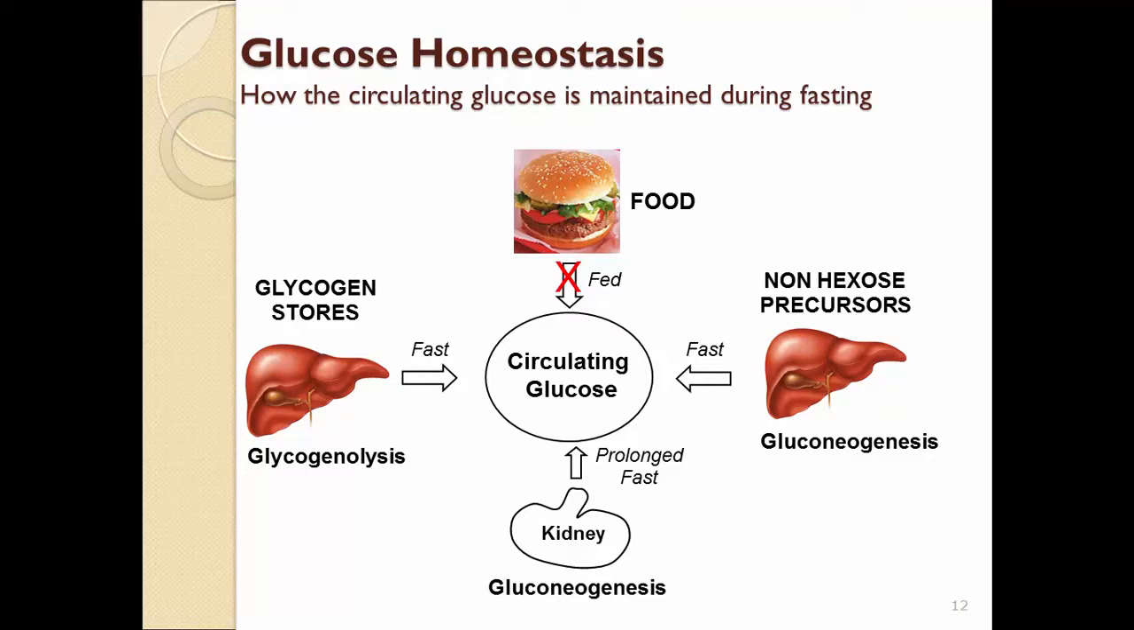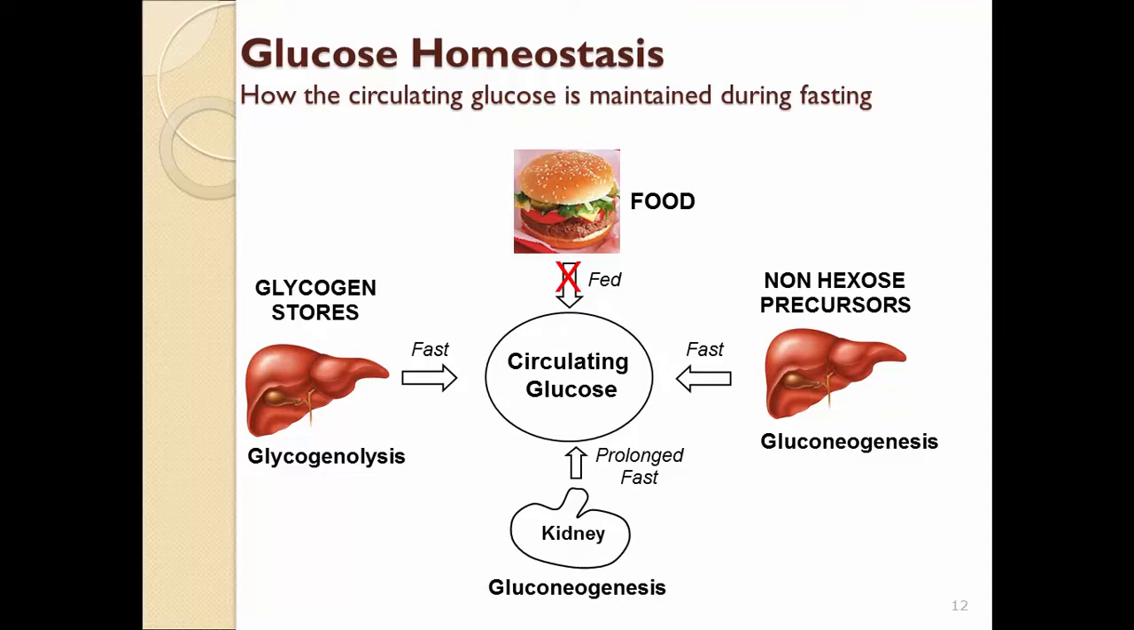If starvation goes longer, then just breaking down glycogen is not enough to maintain blood glucose level, then gluconeogenesis will also be activated. So the liver and kidney are the important organs that do gluconeogenesis, to make glucose from sugar precursors, right, and also contribute to the circulating blood glucose levels.